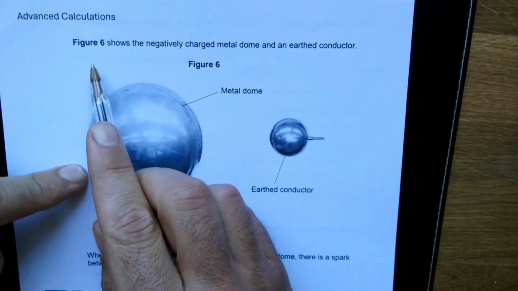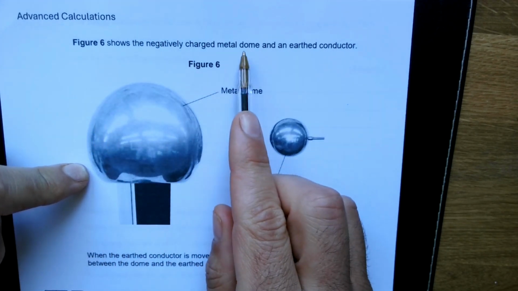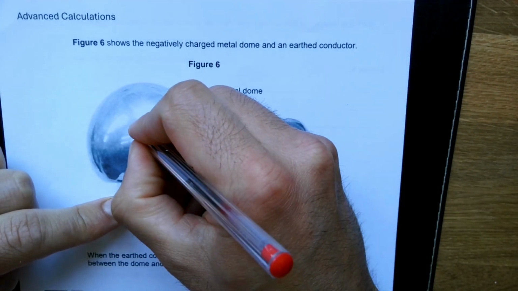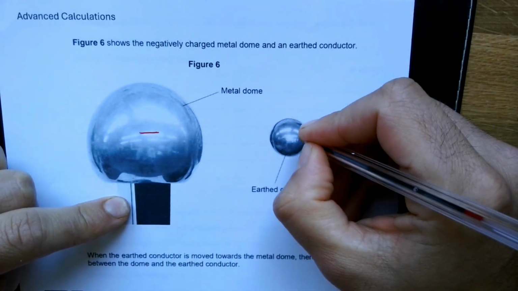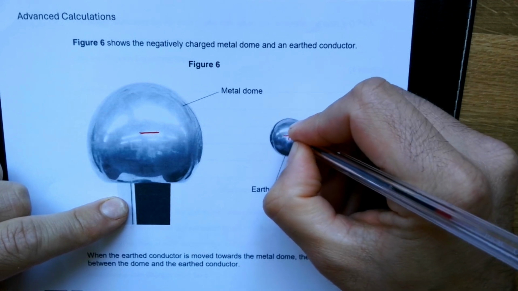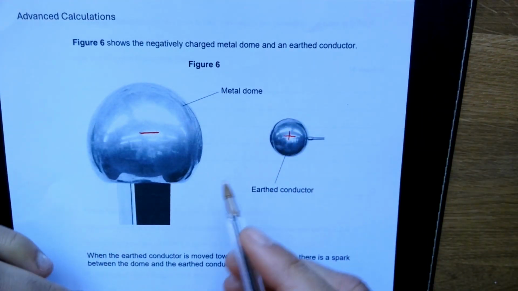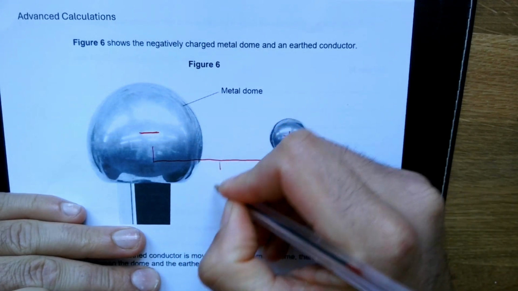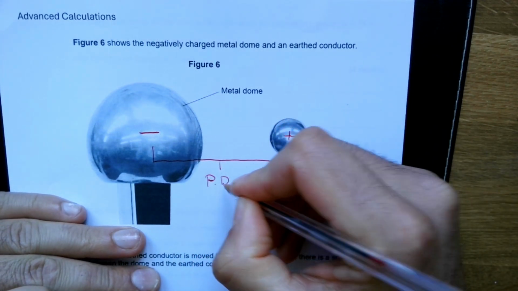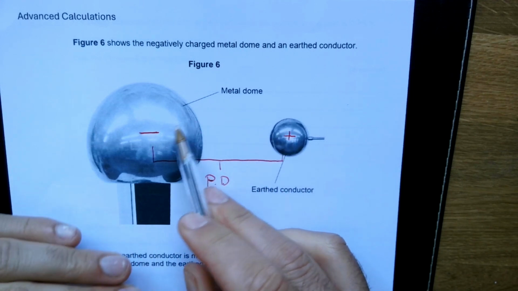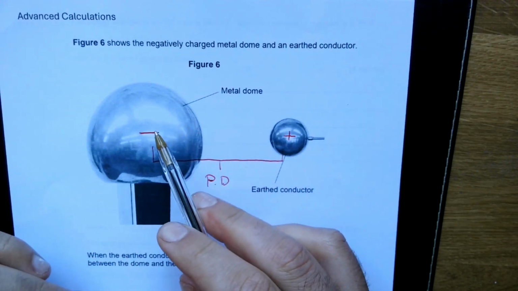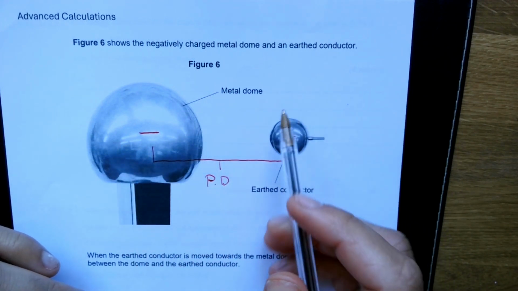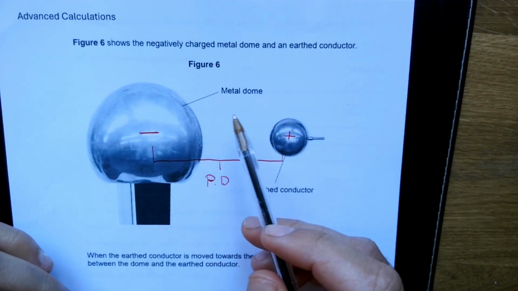So here we go. Figure 6 shows the negatively charged metal dome and an earthed conductor. If it's negatively charged, the earthed conductor is going to be positive relative to it, which means there is a potential difference between the two. And this is really important. That's why if you touched the negative dome, there'll be a potential difference between you and the dome, which means you'll get electrocuted. That's because charge will flow through you to the ground.